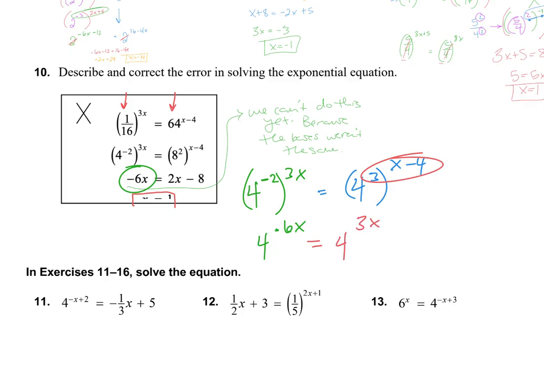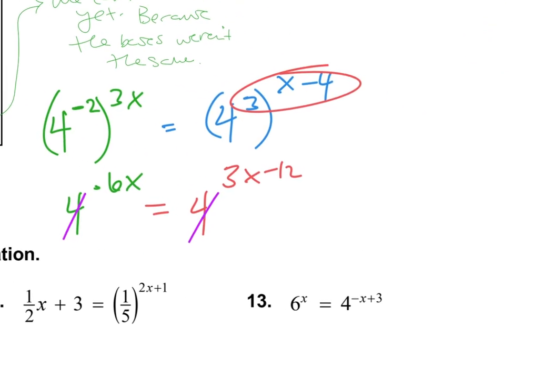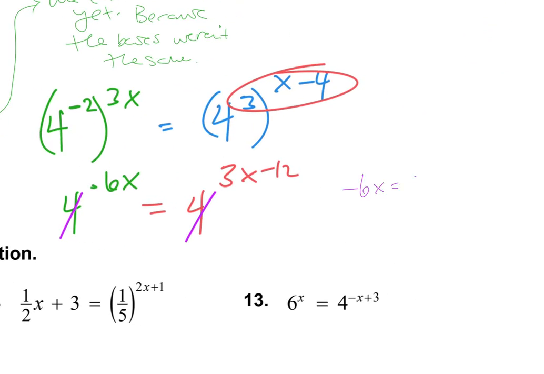4 to the 3x minus 12 power, where we ignore the bases and just set the exponents equal to each other like this. Subtract 3x to get negative 9x. And let's see, so x is really 12/9, which can be reduced to 4/3.